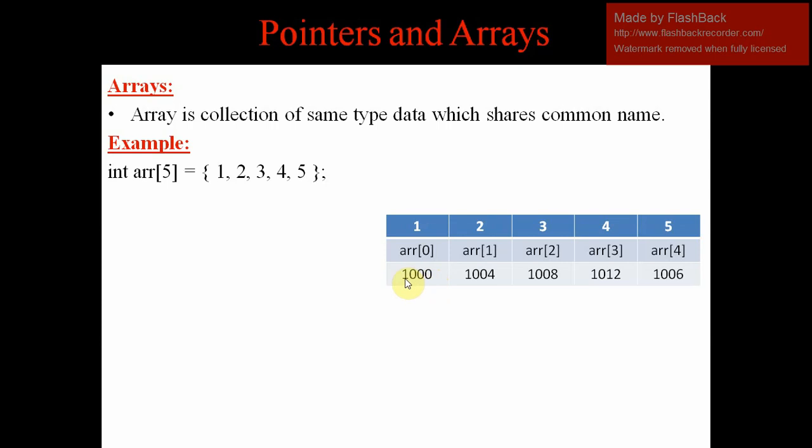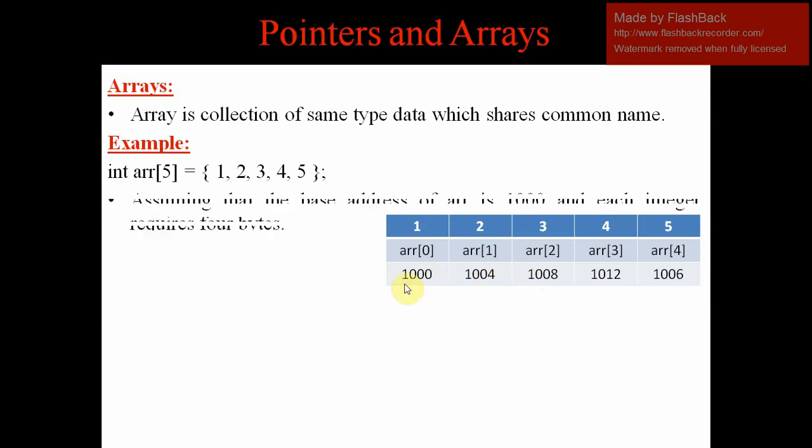If you look at the addresses, ARR[0] may start at 1000, and next ARR[1], that is 2, is stored at 1004, and 3 is stored at 1008. Why a 4 byte gap? Because each integer occupies 4 bytes. So every integer will occupy 4 bytes, and the next array element will start after 4 bytes. We are assuming that the addresses start at 1000. The starting address is called the base address.